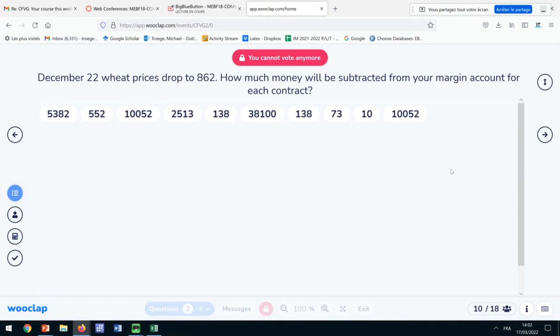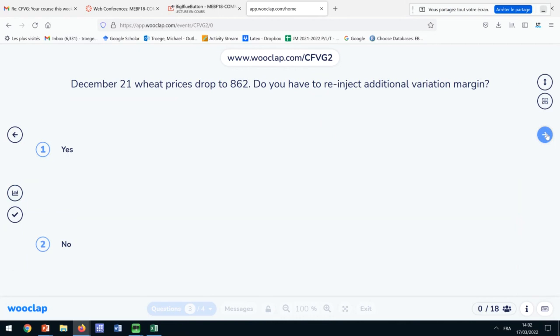Because again, these are the prices from last year. So this is not a realistic price drop in one day from 1,862. I mean, it can happen. It happened for nickel, but it's really quite unlikely. So do you have to re-inject additional variation margin? In our example, obviously, yes, because our entire margin is wiped out.